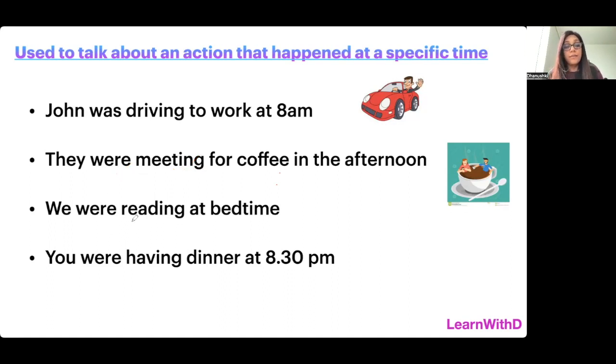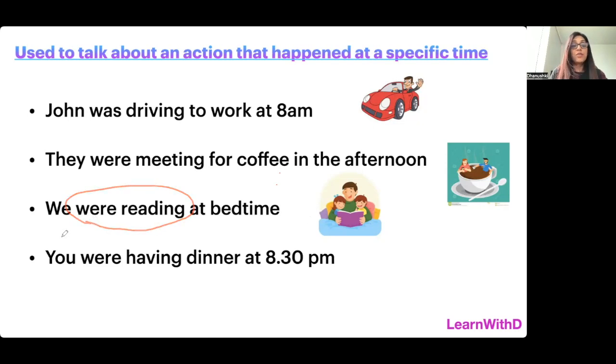Then we go to the third example, right? So we were reading at bedtime. Again, do we have a specific time here? Yes, we do. Bedtime is a specific time of the day. So what were we doing? We were reading. Again, we have to use the past continuous, which is were reading. So we were reading at bedtime.